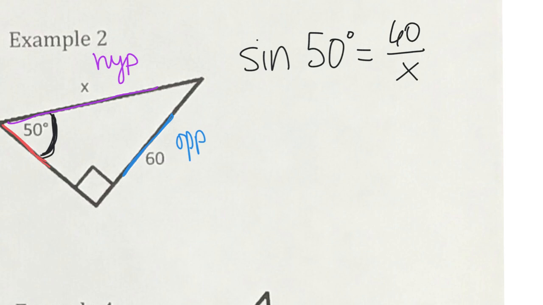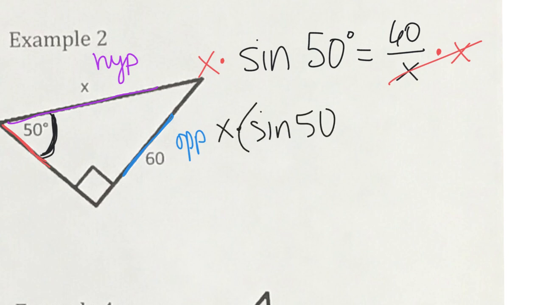Okay, 60 over x. So now we have some algebra. Where is x? X is in your denominator. So how do we move x out of your denominator? We multiply both sides by x. Okay, we multiply both sides by x, and that cancels out x over there. So now we have x times the sine of 50. Okay, this is a number. I know it doesn't look like a number, but it's a number. X times the sine of 50 equals 60.